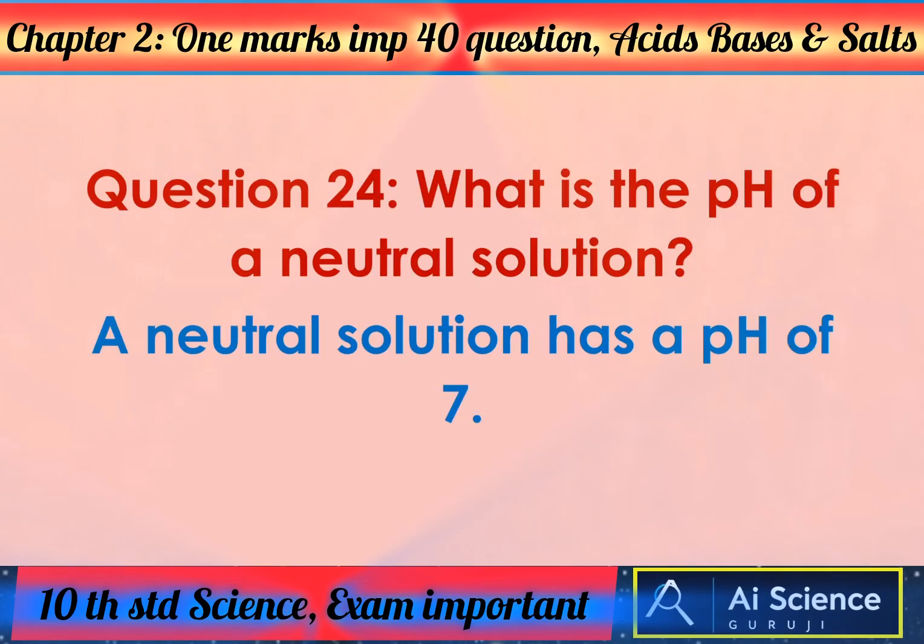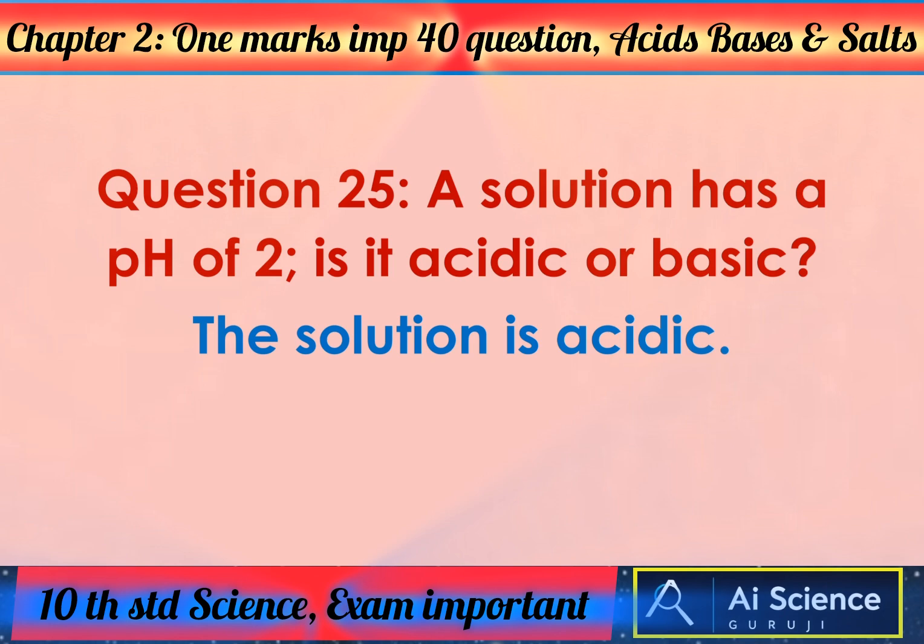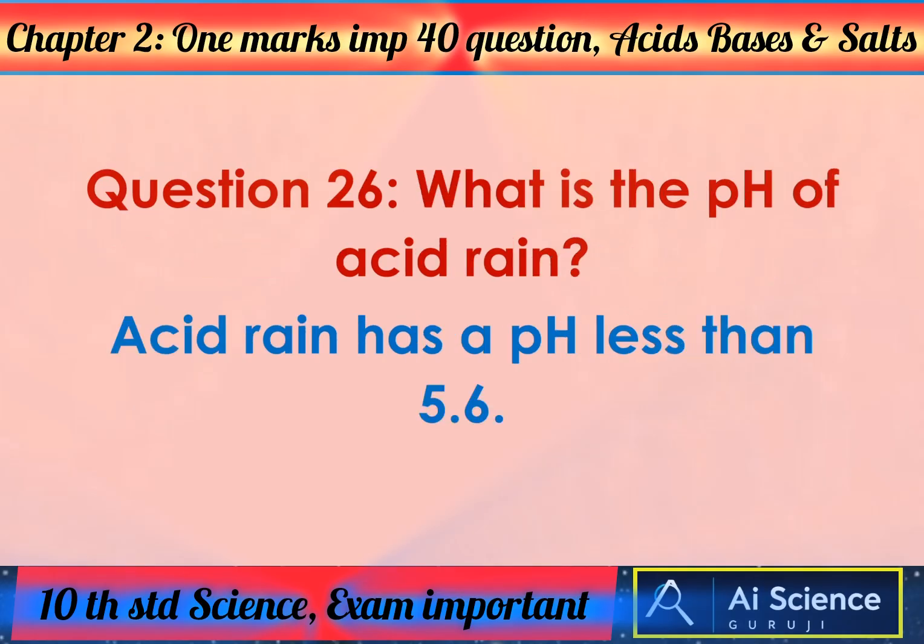Question 24. What is the pH of a neutral solution? A neutral solution has a pH of 7. Question 25. A solution has a pH of 2. Is it acidic or basic? The solution is acidic. Question 26. What is the pH of acid rain? Acid rain has a pH less than 5.6.